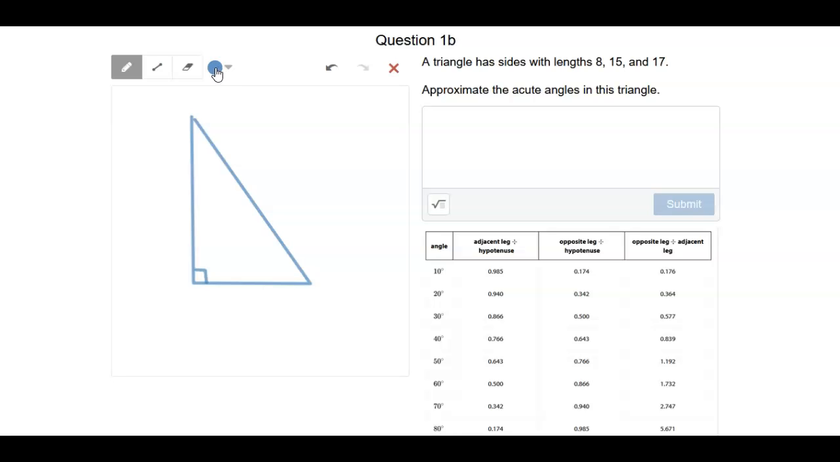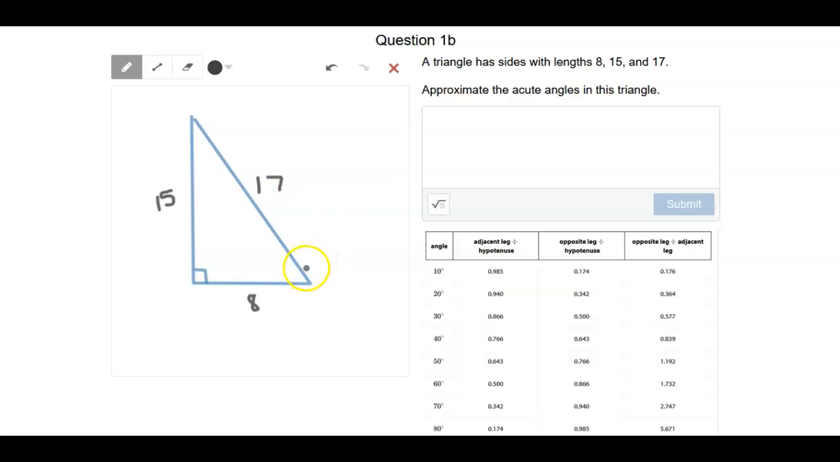So first thing I'm going to do is label my triangle with the three different side lengths. So 8 I'm going to put down here, 15 I'm going to put over here, and 17 obviously is going to be my hypotenuse.